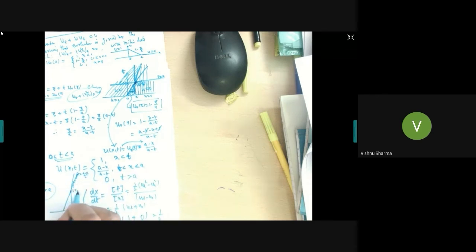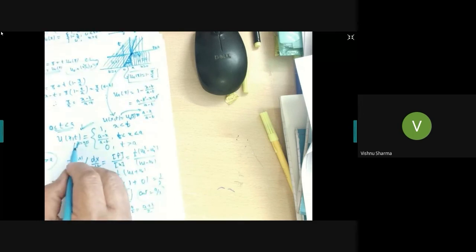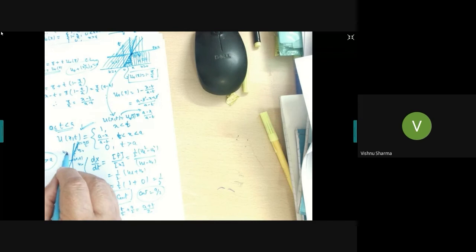This point is A. Here the solution is known. In this region, the solution is known. And in this region, now I can write the solution. This is the discontinuity. On the right, u is equal to 0. On the left, u is equal to 1.